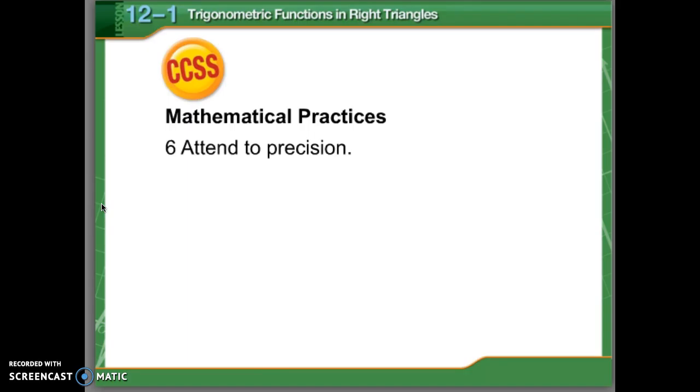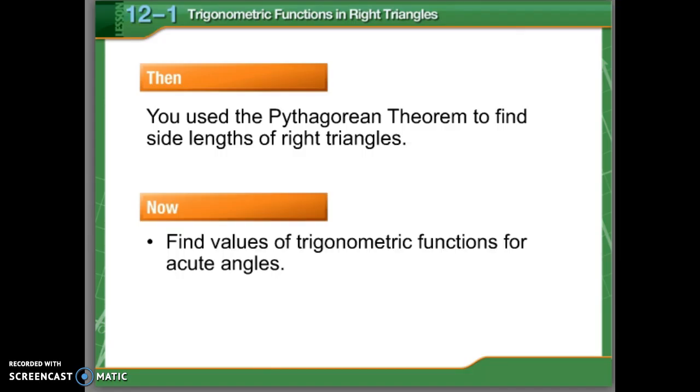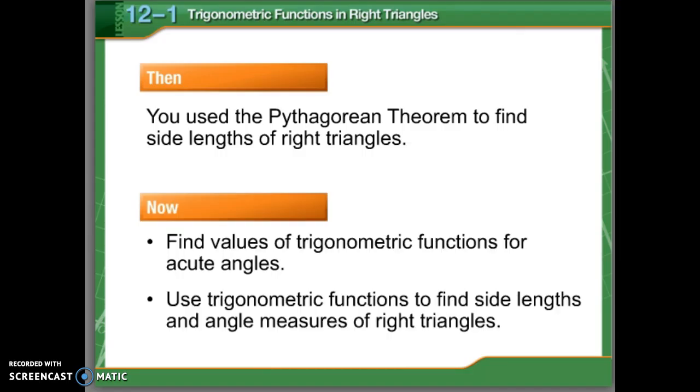We have a mathematical practice that we're going to focus on with this lesson, which is practice number 6, attending to precision. In the past, we've learned how to use the Pythagorean theorem, a squared plus b squared equals c squared, to help us figure out side lengths of different right triangles. In this lesson, we're going to find values of trig functions for acute angles, and then use trig functions to help us find the side lengths and angle measures of right triangles.